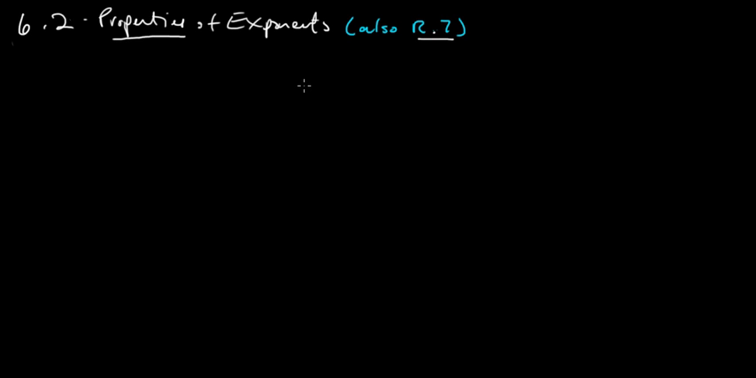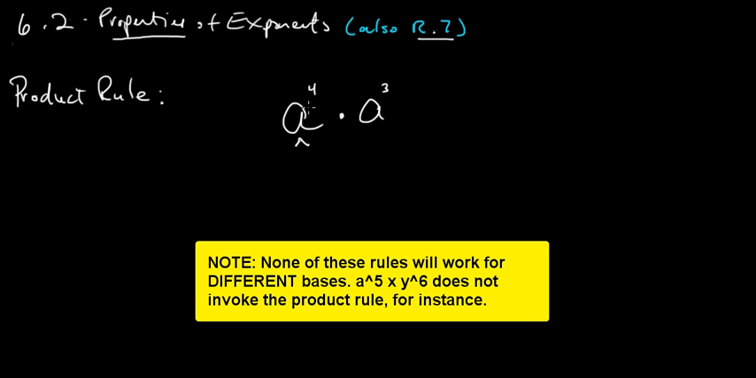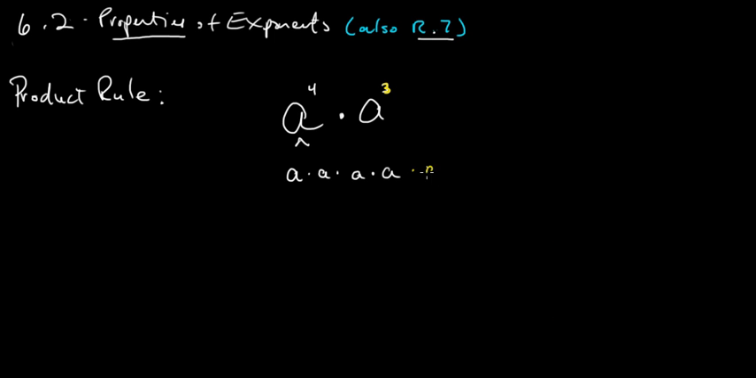Let's define what we're going to call the product rule. So let's say that I have a number to the fourth power, and I'm going to multiply that by a number to the third power. Well, if we were to expand this out, if you watched the earlier video, you would understand that a to the fourth power is a times a times a times a. And if I want to multiply that by a to the third power, then that would be times a times a times a.